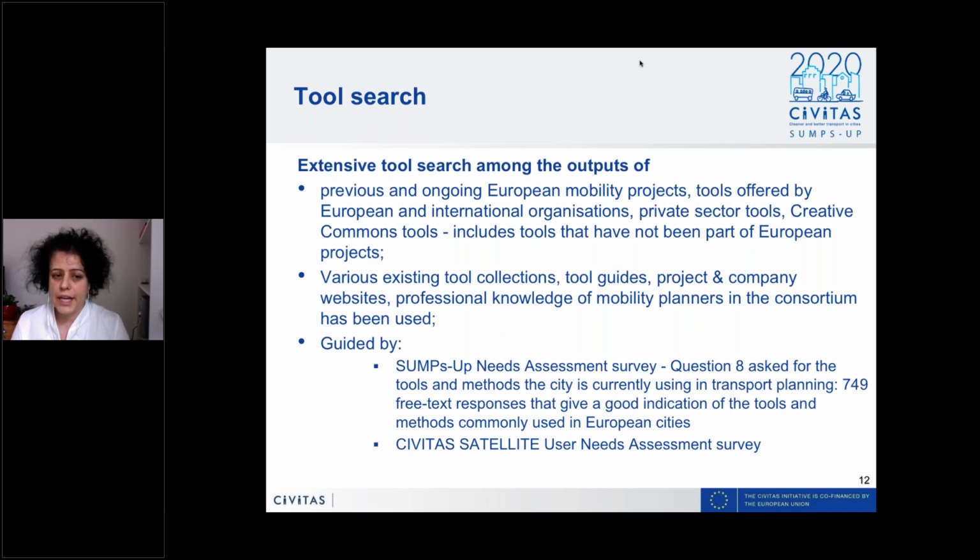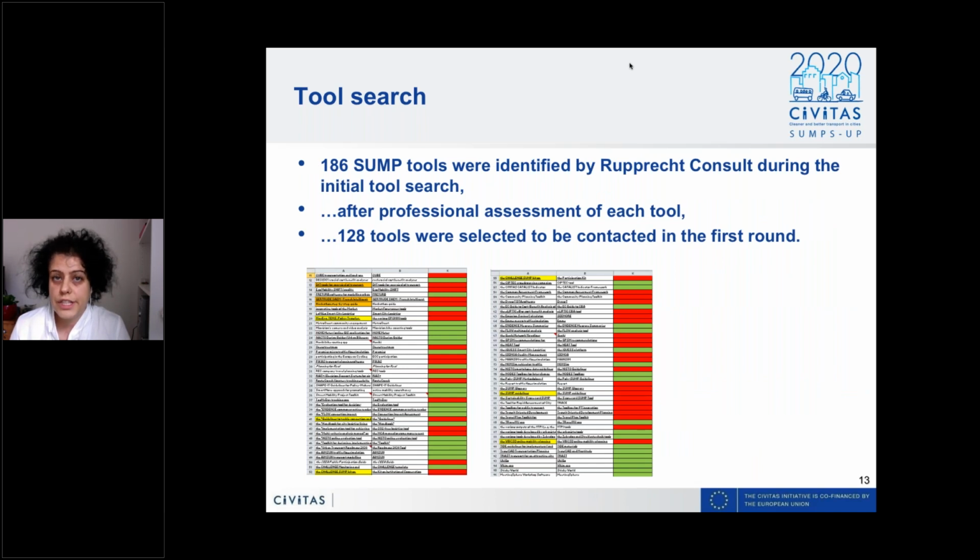And we have been mainly guided by the SUMPs-Up needs assessment survey that we performed at the beginning of the project, where one of the questions asked the cities about tools and methods that would be really useful in SUMP development and implementation. Therefore, 186 SUMP tools were identified by our partners from Rupprecht Consult. After a professional assessment of each tool, 128 tools were selected to be contacted in the first round.